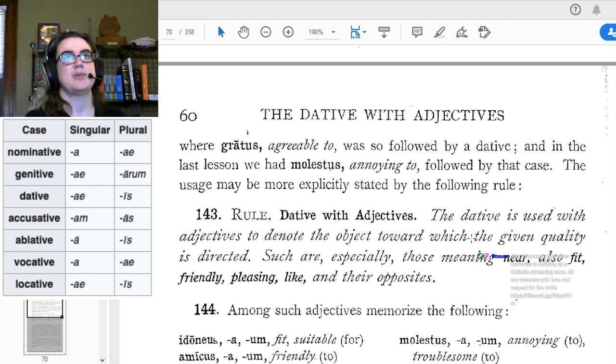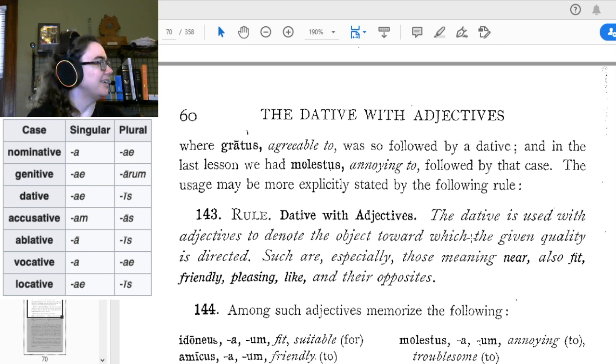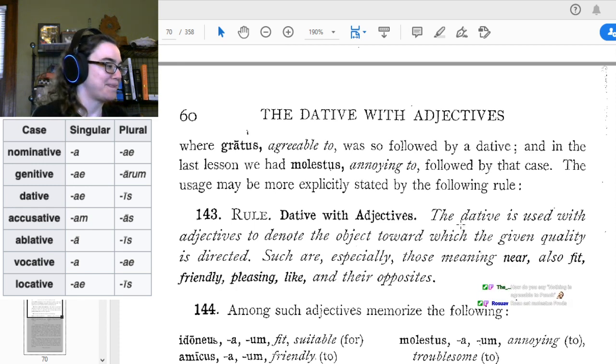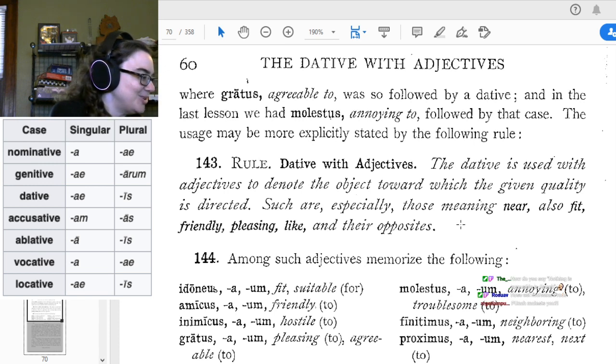And in the last lesson, we had molestus, annoying to, followed by the dative case. Punch est molestus mihi. Punch is annoying to me. The usage may be more explicitly stated by the following rule. Uh-oh. No, that's terrible. And you are terrible students too.